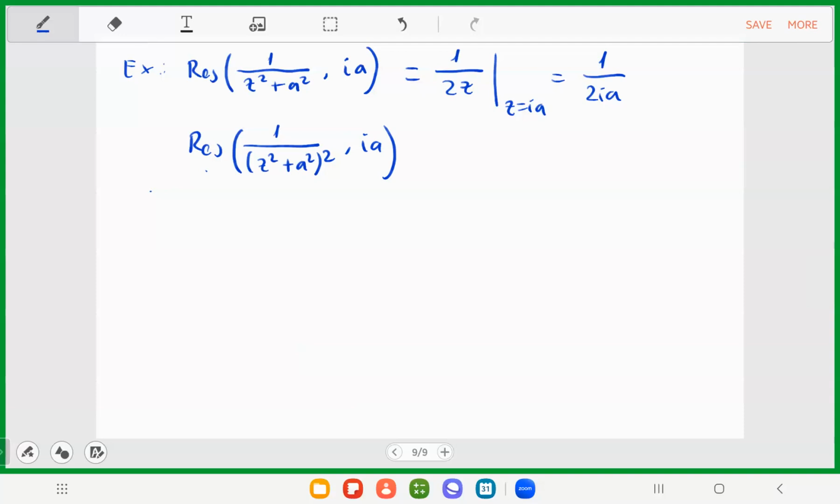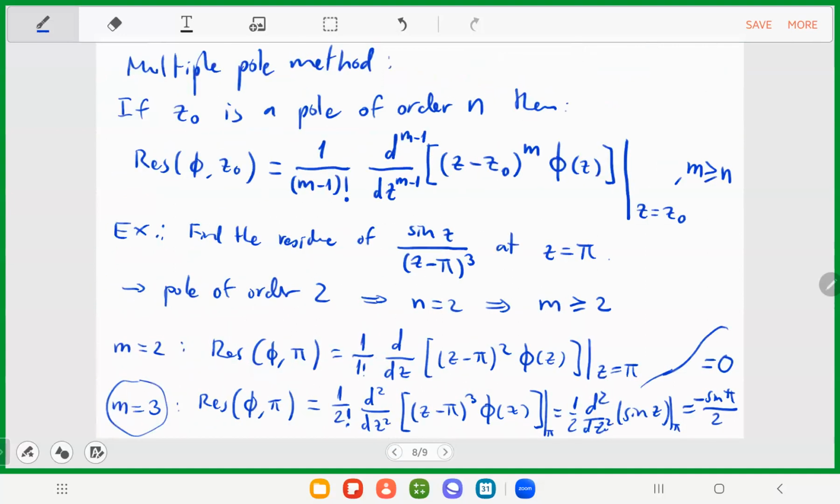And again, you can check it by noticing that it's a 0 of order 2. So this one is 0 at ia, and the derivative of this, which is 2 times z squared plus a squared times 2z, is also 0. The derivative is also 0 at ia. But the second derivative is not 0. You can find it. Anyway, so it's a pole of order 2. That means we need to use the multiple pole method, okay? Remember, multiply by a power of z minus z0, and then take derivatives m minus 1 times.